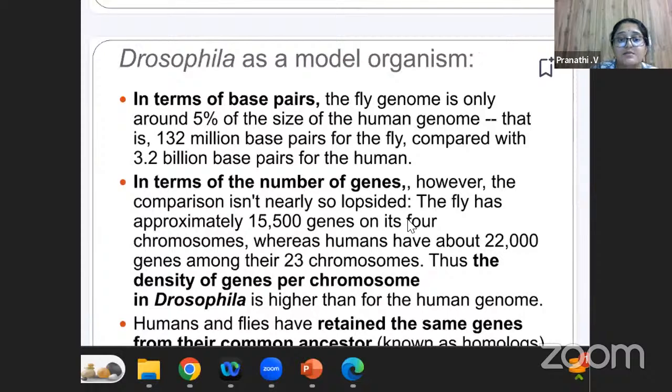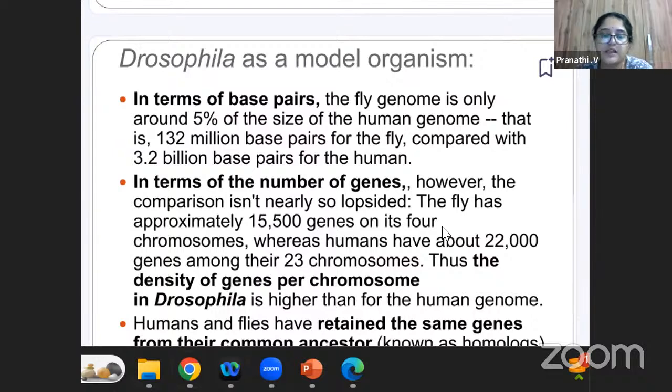So why is it used as a model organism in terms of base pairs? It's only around 5% of the human genome size. It has 132 million base pairs for the fly compared with the 3.2 billion base pairs that are present in human beings. So it is easy to study 132 million base pairs as compared to 3.2 billion base pairs.